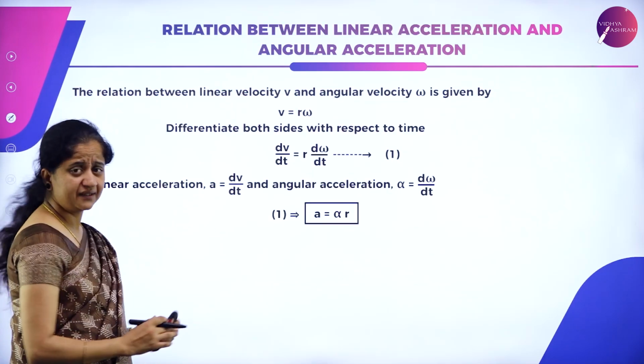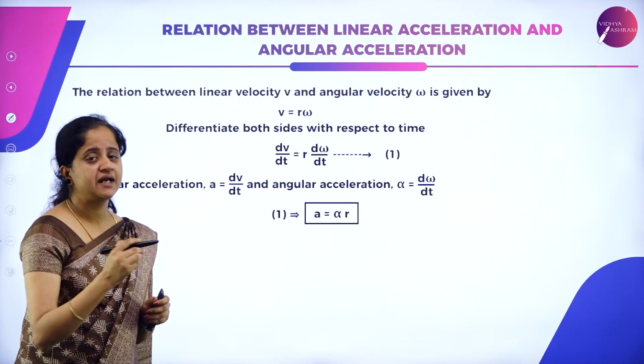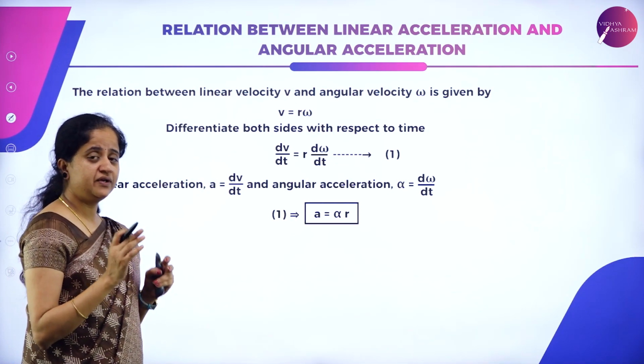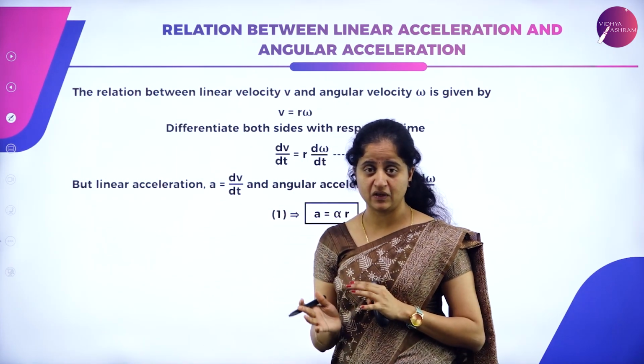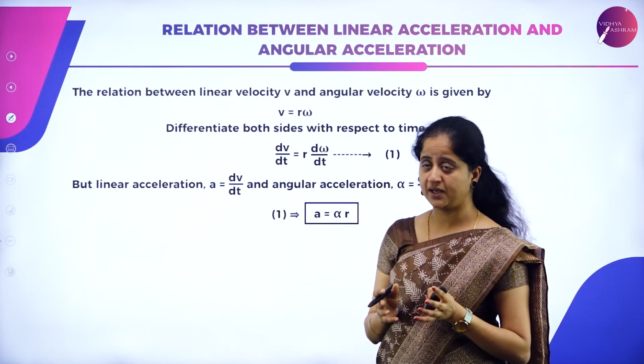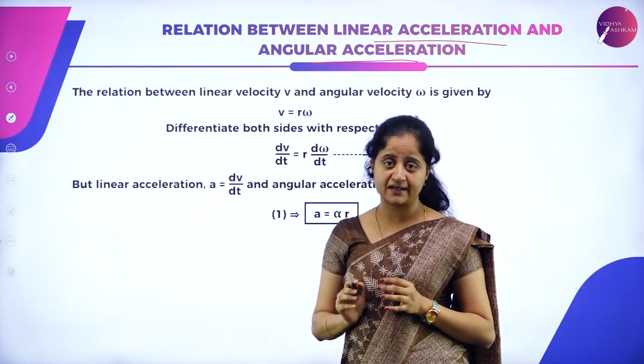So let us now derive the relation between linear acceleration and angular acceleration. We have already derived the expression between linear velocity and angular velocity, that is v is equal to r omega. Let us now derive the relation between linear acceleration and angular acceleration.